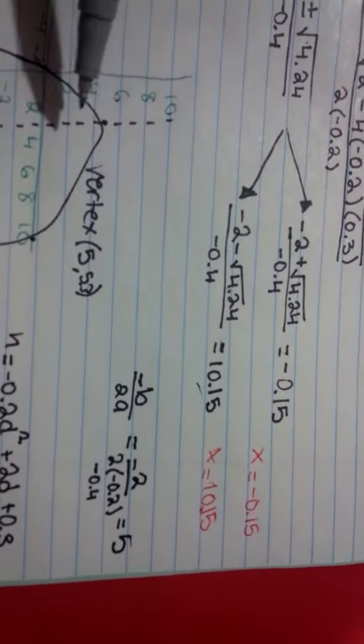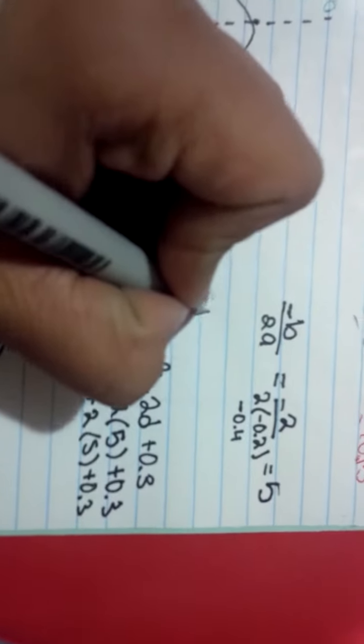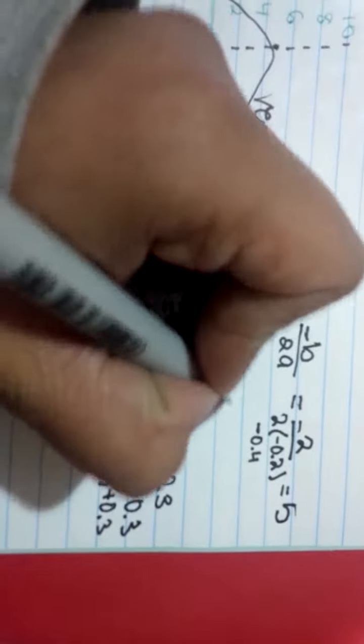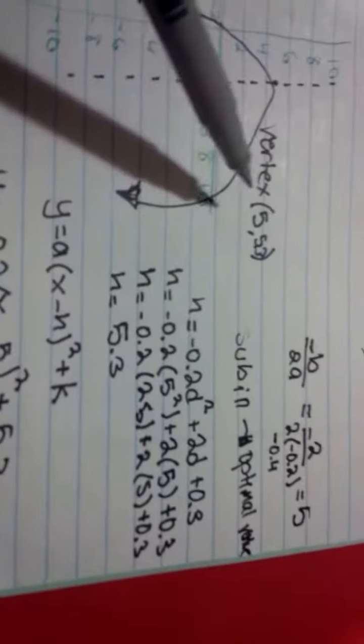Then we plotted them on our graph. To find the AOS, we used a different formula, which was negative b divided by 2a, which gave us 5. So we made the AOS 5, and then we subbed in 5 to find the optimal value. And we got 5.3, so our y-coordinate was 5.3, so we found our vertex, and we had all the necessary information needed, so we converted it.